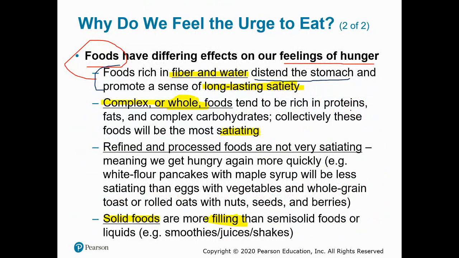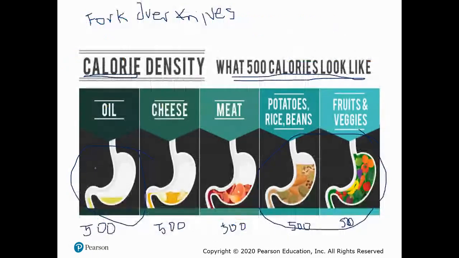Complex or whole foods tend to be rich in protein, fat, and complex carbohydrates. These are also the most satisfying, right? Whereas processed and refined foods are not very satisfying. And on this chart, unfortunately, they don't give us a great example of processed food, but maybe we could use these two columns to approximate, like maybe this one is pizza, right? A lot of cheese. And maybe this one is chips, right? Chips have a lot of oil.